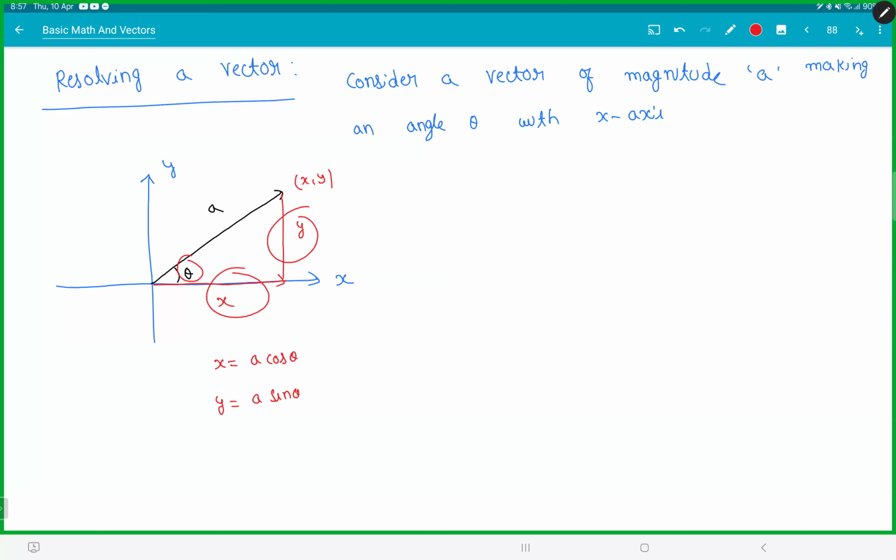Is that clear? How did we get that? Cos theta is adjacent by hypotenuse, so shift the hypotenuse to that side. So get used to that. So I can write this vector A bar as A cos theta i cap plus A sin theta j cap, which we have done something like this last time. So if I give you the magnitude and angle, you just give me the direction. Is that clear, everyone?